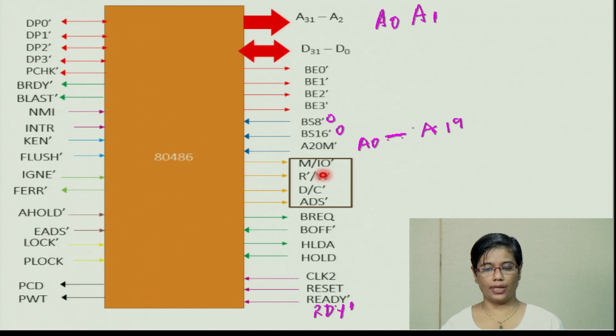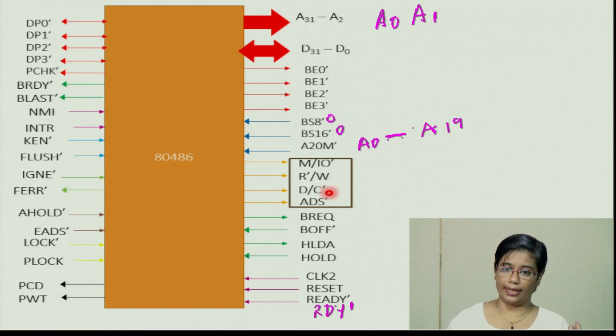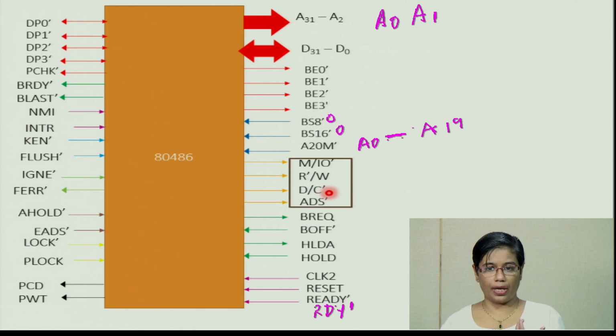Memory/IO indicating whether it's a memory or input-output operation. Read-write indicating whether it's a read or write operation. D/C indicating whether it is a data bus cycle or it is going to be an interrupt acknowledge or code bus cycle.